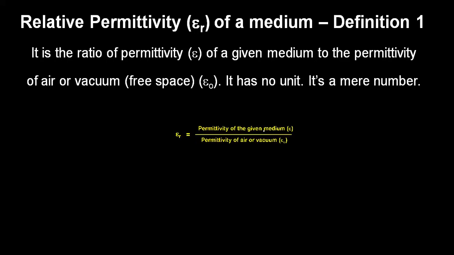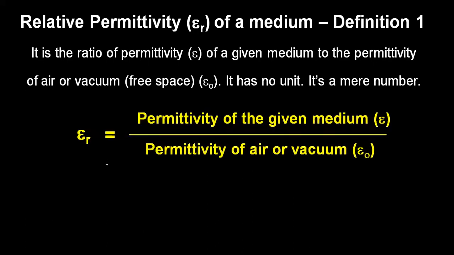Now, why is that? Based on the definition, I have written the formula for relative permittivity. So relative permittivity epsilon sub r of a medium is defined as the ratio of permittivities. Ratio means it's a division, right? So the numerator contains permittivity of the given medium, that is epsilon. Whichever medium's relative permittivity you're going to find, that should come in the numerator. And the denominator should contain the permittivity of the standard, that is nothing but air or vacuum, so epsilon naught.